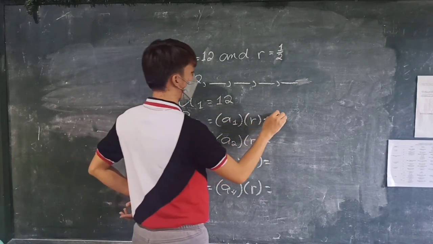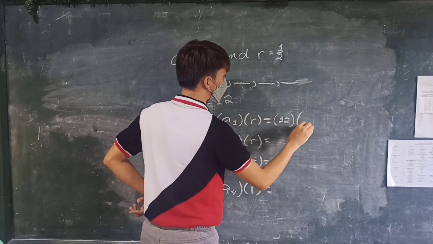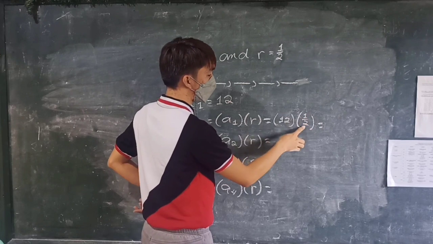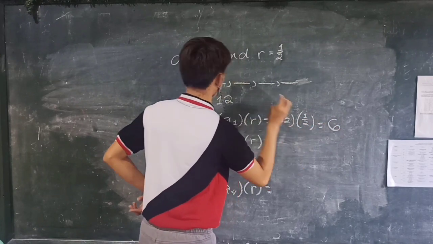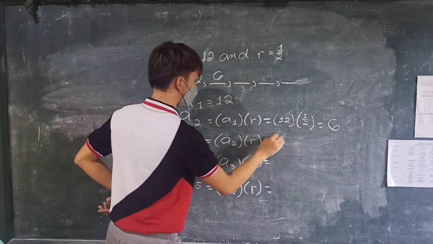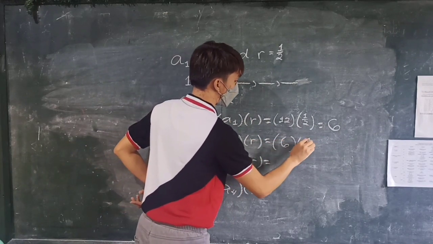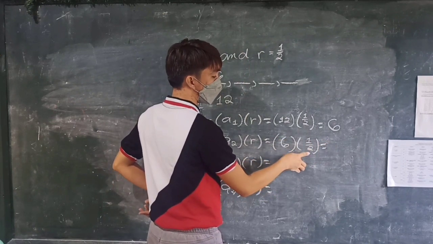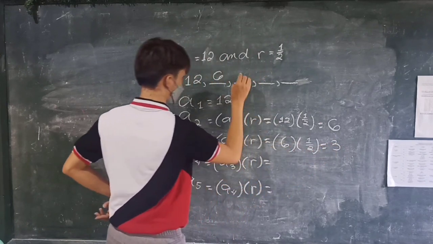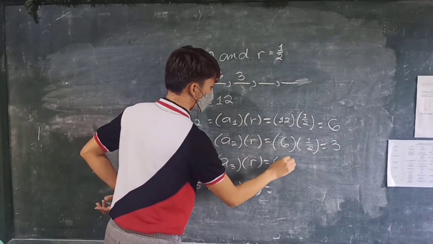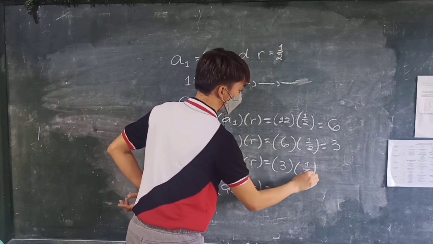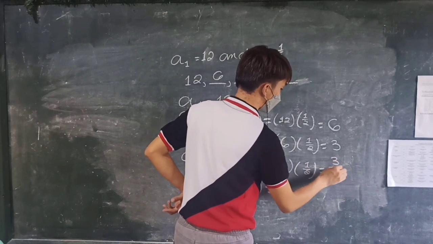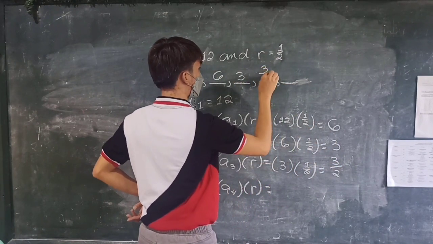The first term is equal to 12 times the common ratio, which is 1/2. 12 times 1 is 12, divided by 2 is 6. So we have 6 here, and then 1/2. 6 times 1 is 6, divided by 2 is 3. So you got 3 here times 1/2. 3 times 1 is 3. Cannot be divided, so we have 3 halves, or 3 over 2.